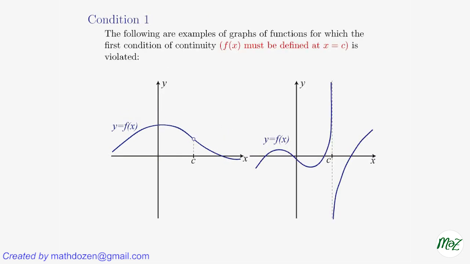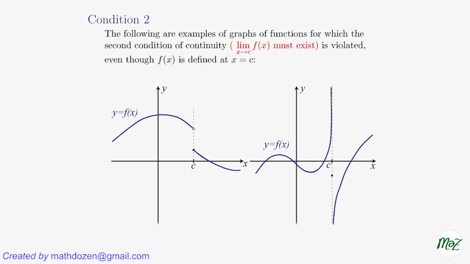Now the following two graphs are graphs of functions not continuous at a point. The graph on the left at x equals c, the function is not continuous because the function is not defined there. Likewise, on the right, the function is not continuous at point c because the function is not defined there as well.